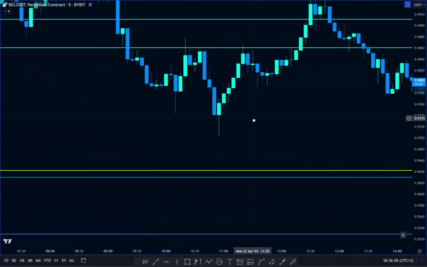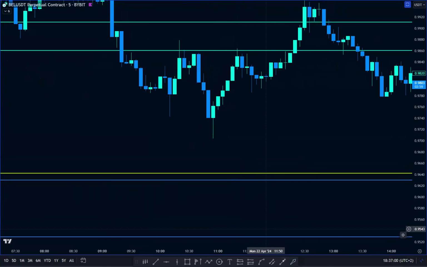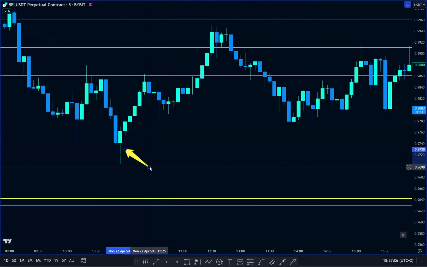Over here, you can see this is more of a hammer. It's not a perfect hammer, but we're never going to get perfect. Maybe sometimes this is a hammer, or over here we've got a morning star. That's a morning star candle over here.